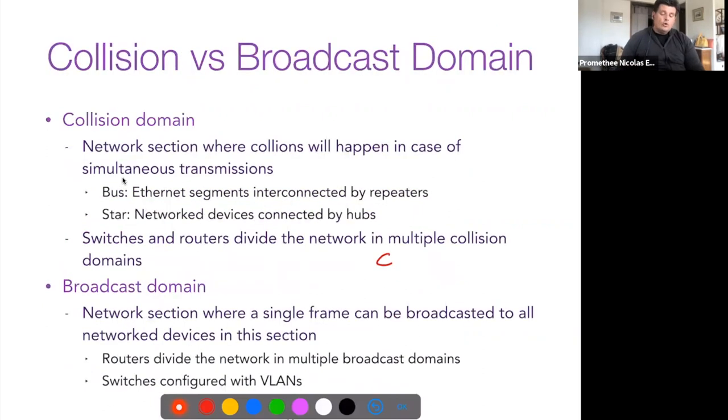Anyway, so we talked about the collision. And you may understand that the more devices you add to your network, the more the likelihood of having a collision. So at some point, you better find a way to either limit the number of devices or to segment your network in multiple pieces, such that you can avoid the collisions. All right? And so that's the collision domain. And we have also the broadcast domain. So those are 2 separate things.